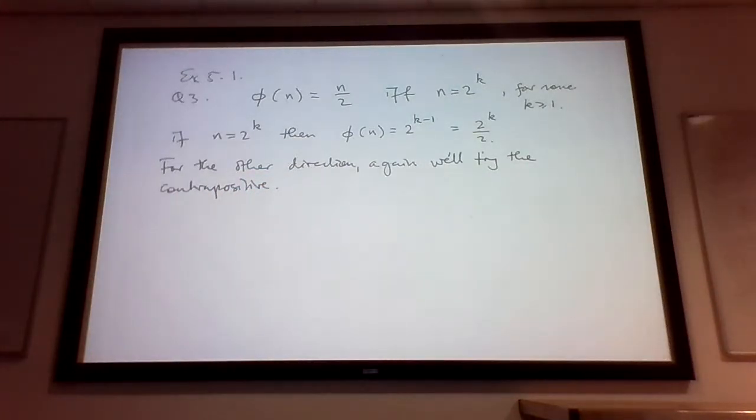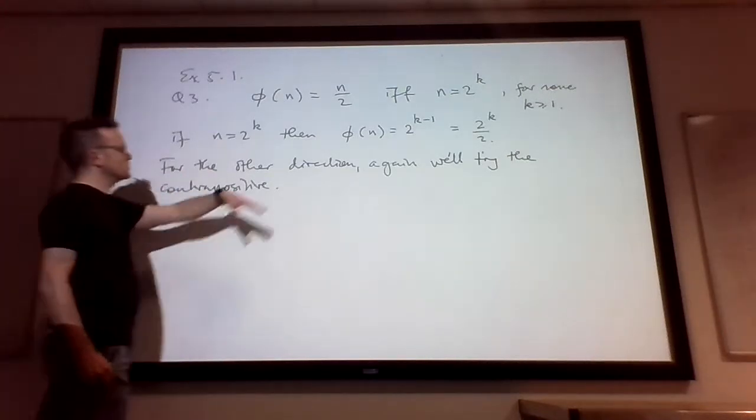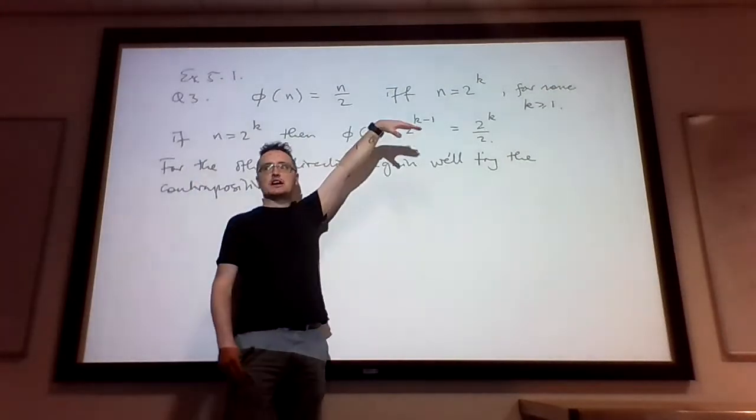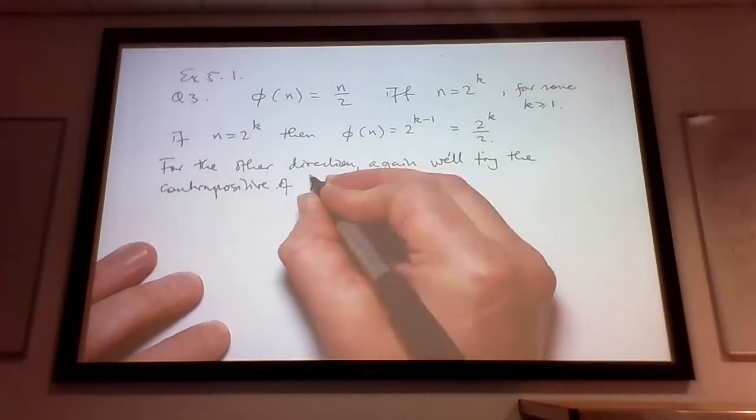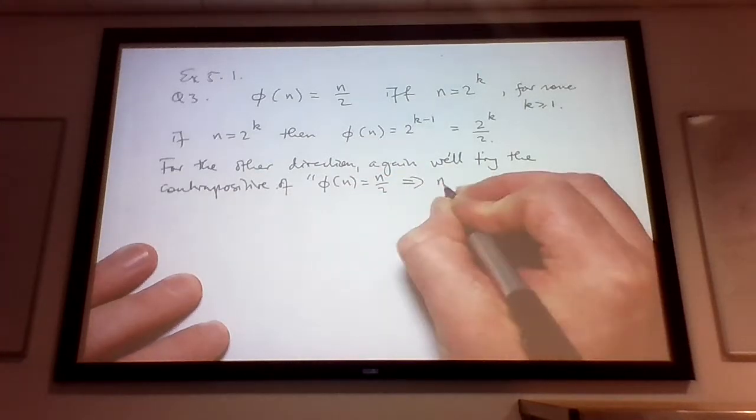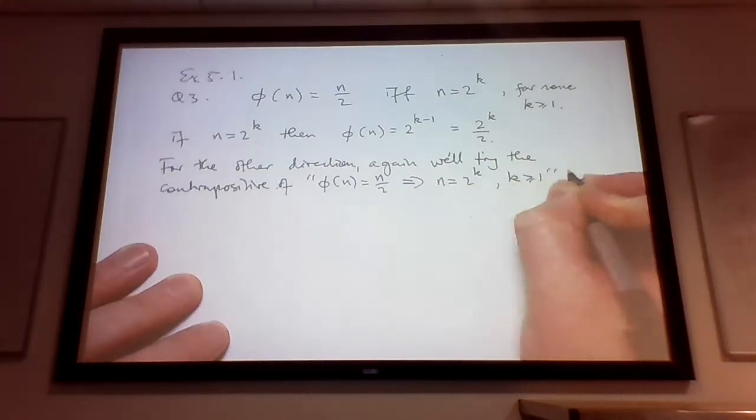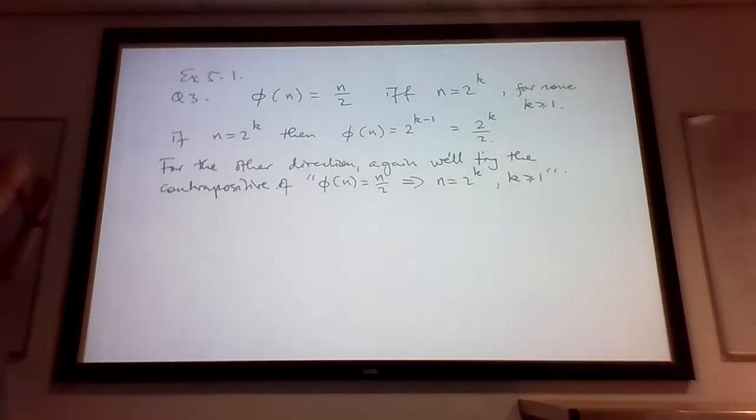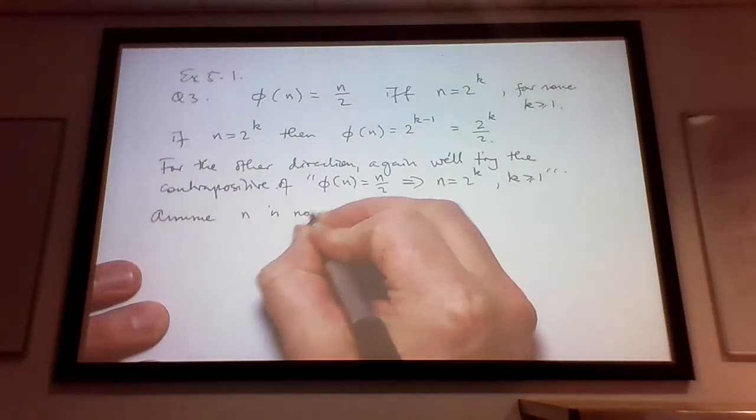Contrapositive is a very useful technique, and it's what we'll do here. The other direction we have to prove is that if the left is true, then the right is true. So this is what we're trying to prove at this point: that phi of n equals n over 2 implies n is a power of 2. We're going to do the contrapositive of that. So we assume n is not a power of 2.